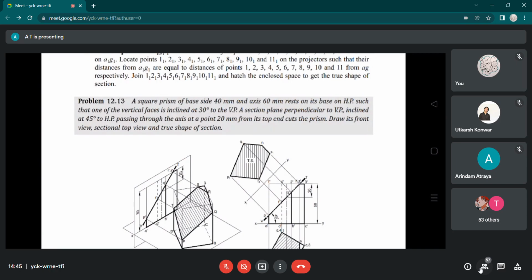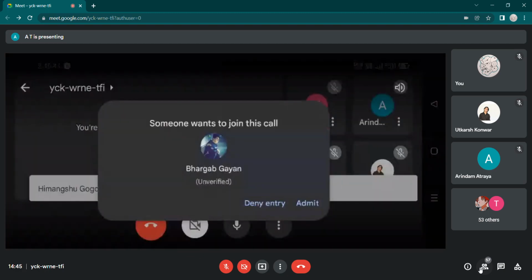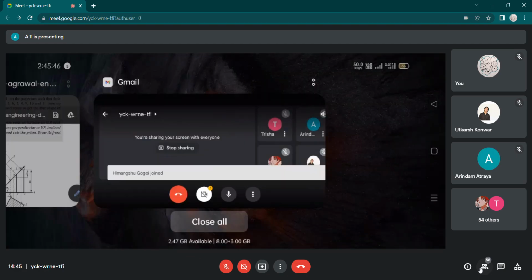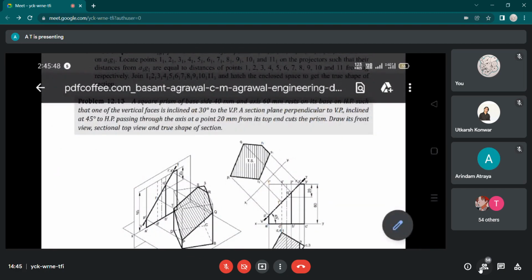So I think you're already familiar with a square prism. In the case of the prism, the base edges are squares of 40 mm sides, and the height of the prism is 60 mm. That is what is given. And it is resting on the HP.